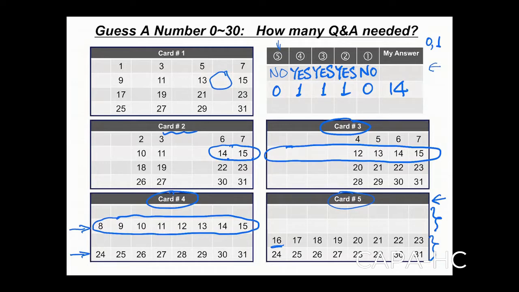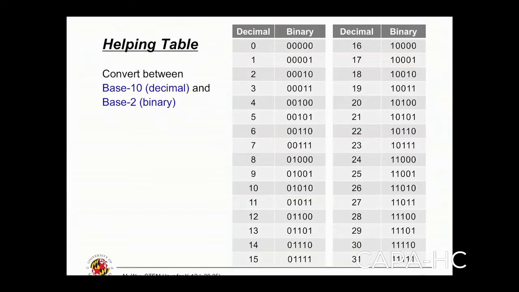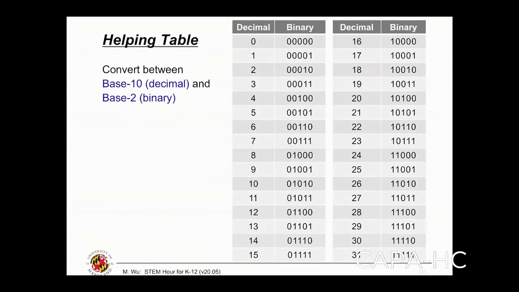We also analyze the pattern, but I also give them a helping table to help them translate between what we call the decimal, or regular number with all the digits 0, 1 to 9, and translating digit values to binary.